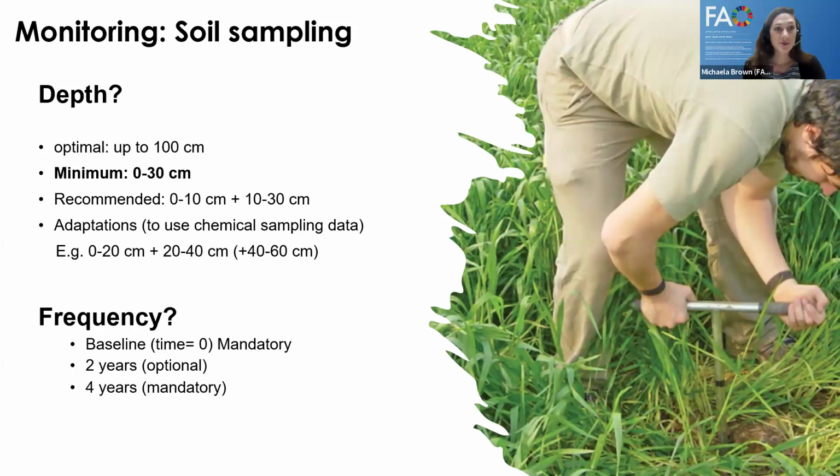And to do this optimally, we would sample up to 100 centimeters, but a minimum of 30 centimeters sampling depth is required. And then we sample always at the baseline so we can tell the starting soil carbon stocks. Sampling, if project participants desire to sample every 2 years, that option's available, but it can take a long time for soil carbon stocks to change, so this is not mandatory. But every 4 years, sampling is mandatory, so we continue to have the consistency and data points.